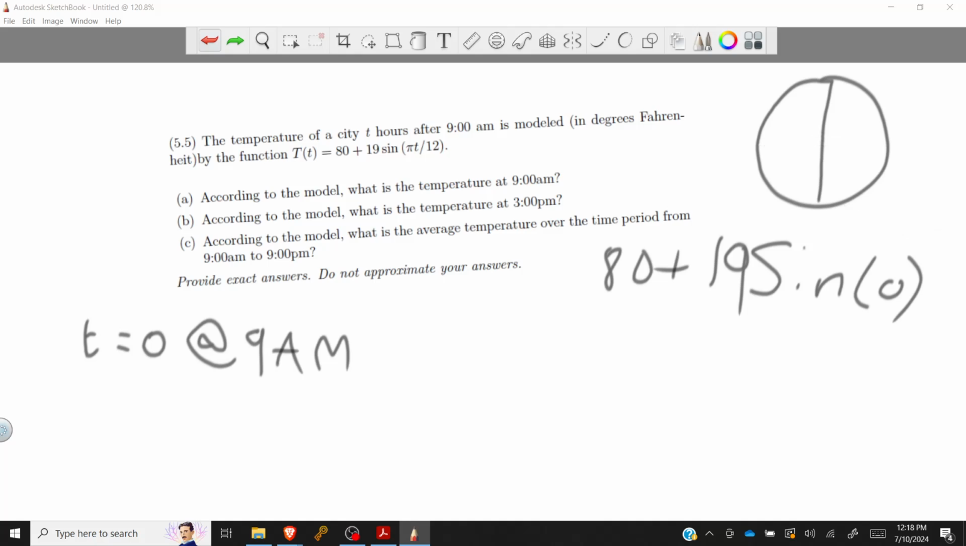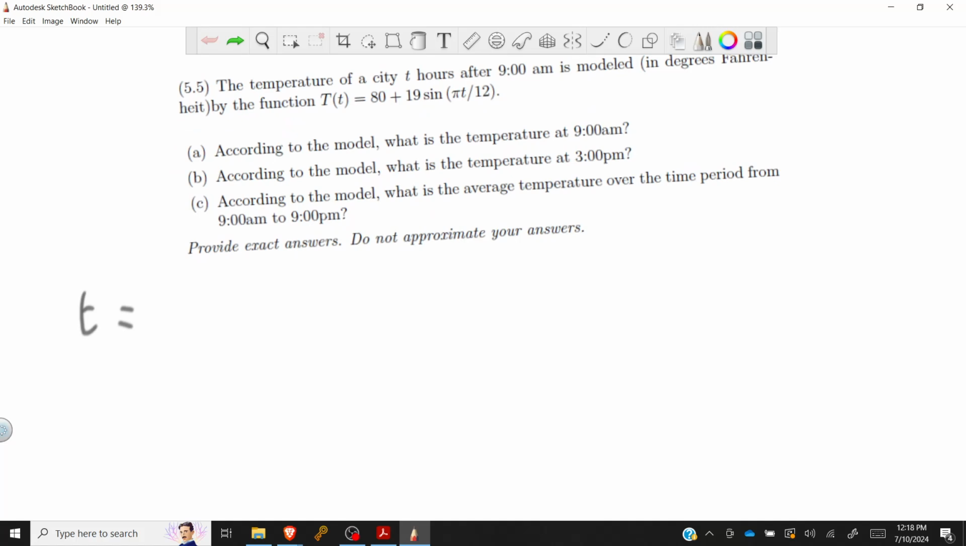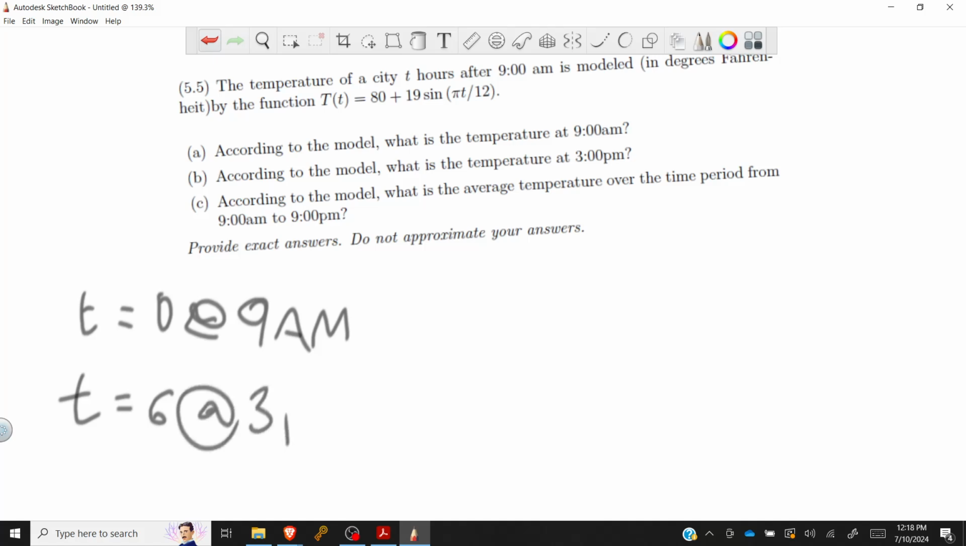If you're not super familiar with the unit circle, haven't committed it to memory yet, I like drawing it out like that as an example. So now it's asking what the temperature is at 3 p.m. So if t is equal to 0 at 9 a.m., 3 hours later would be 12 p.m., and 3 hours after that is 3 p.m. So t equals 6 at 3 p.m.